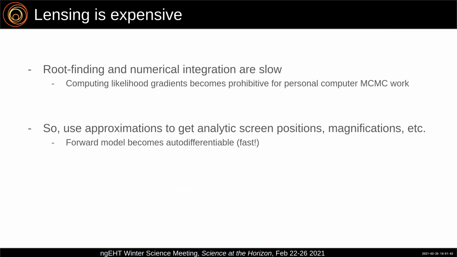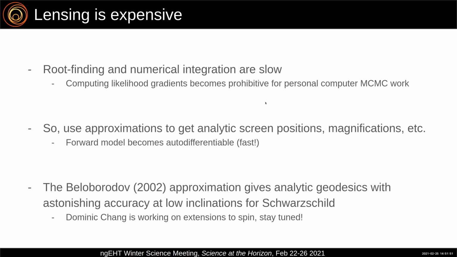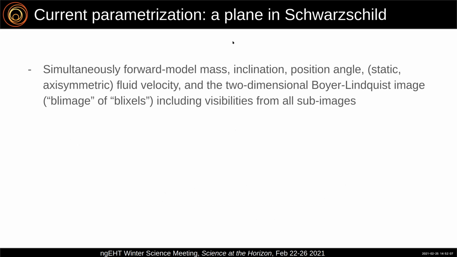If it's analytic, it's auto-differentiable, which means you can write this up in PyMC3 and have it going pretty quickly, which is what we've done. And in particular, this is using the Beloborodov approximation, which gives you strikingly accurate Schwarzschild geodesics, particularly at low inclinations. Dominic Chang, who's at the conference, is working on an extension to spin. So stay tuned for that, keep an eye out. It's very exciting. But for now, our model is just going to leave out Kerr.